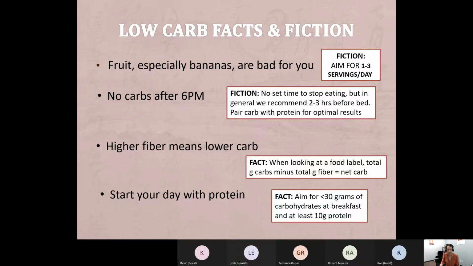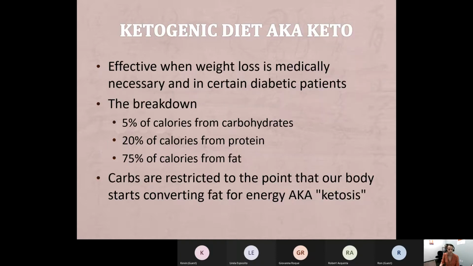And then, start your day with protein. Definitely a fact. Aim for less than 30 grams of carbs in the morning at breakfast and at least 10 grams of protein. So cereal with milk is not going to cut it. It's going to have way too many carbs. Swap that milk out for some Greek yogurt and cut the cereal portion down, and you've got yourself a balanced low-carb breakfast.